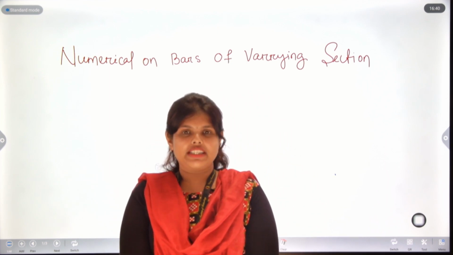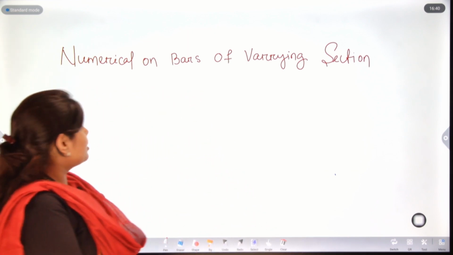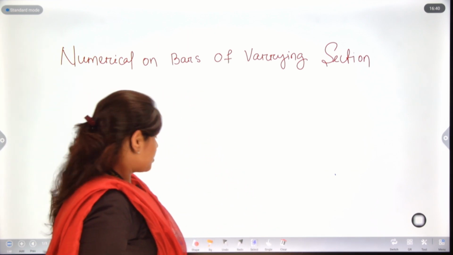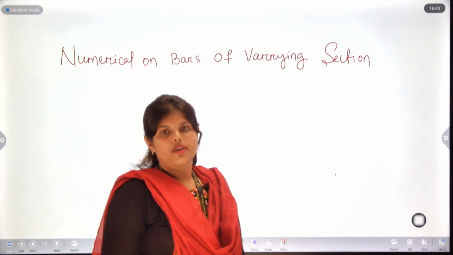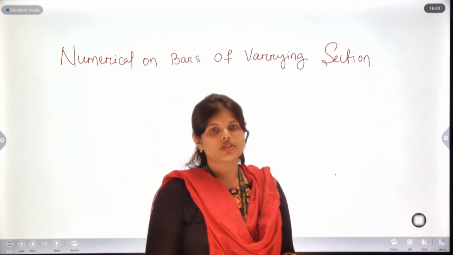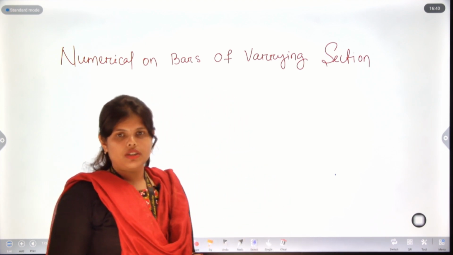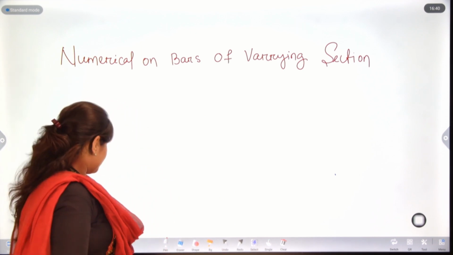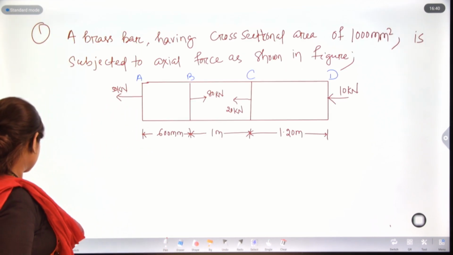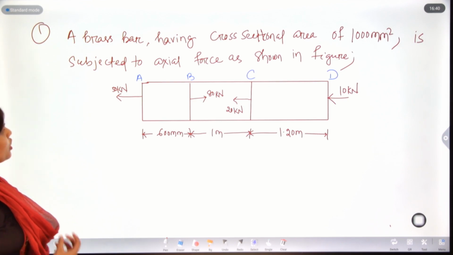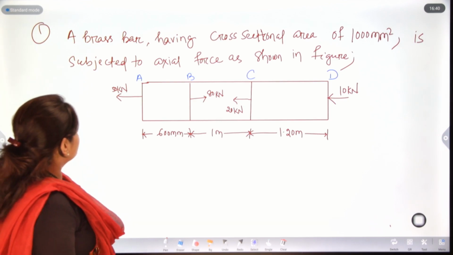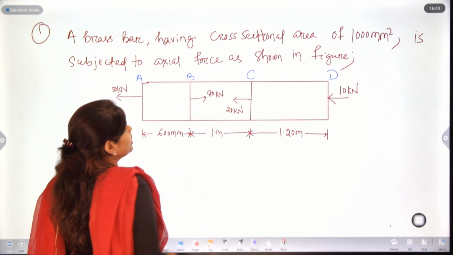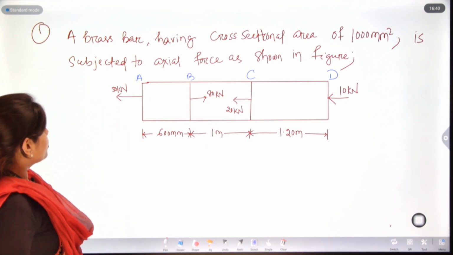So, we will discuss numericals on bars of varying section. In the previous class we discussed the formula. Now, using those formulas, we will calculate some numericals. Here is the section A, B, C, D.